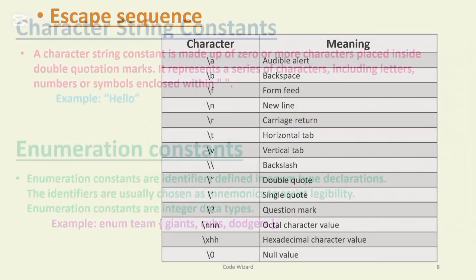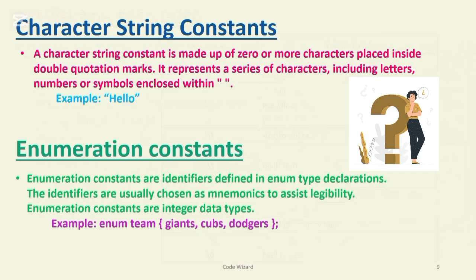Next we have character string constants. Unlike character constants, these can hold multiple characters, and they are enclosed in double quotes. String constants represent sequences like names, messages, file paths, or user input.